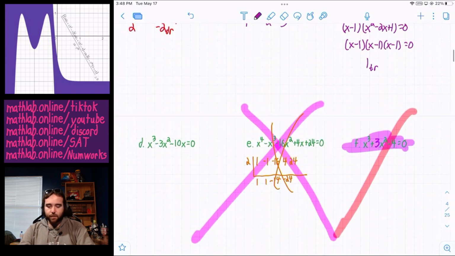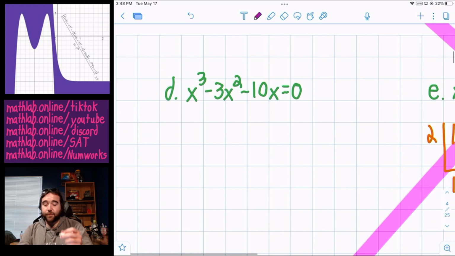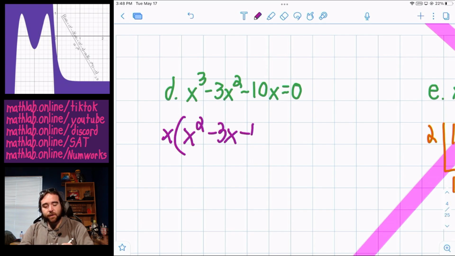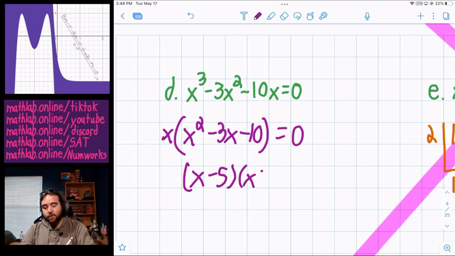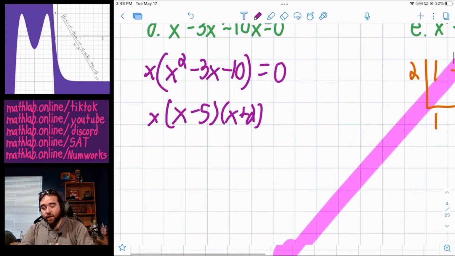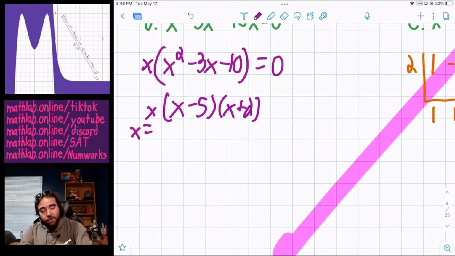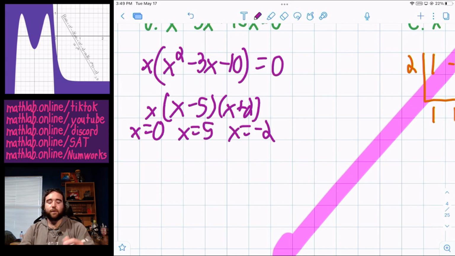All right, let's go to the next one. So D, this one's good because there's no constant term. So look what that means. That means you can pull an x out of everything. So then you just have x squared minus 3x minus 10. So you don't even need to use synthetic division. You're just going to go x minus 5, x plus 2. Set all of these equal to 0, so x equals 0, and then x equals 5, and x equals -2.